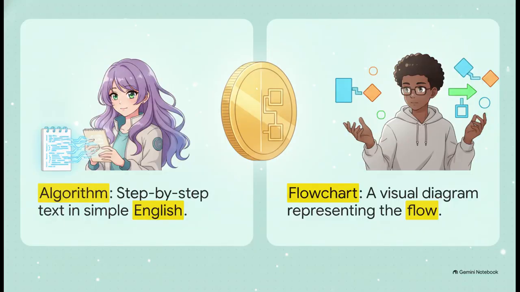The easiest way to think about this is that an algorithm and a flowchart are basically just two sides of the exact same coin. Side 1 is the algorithm. That's step-by-step text written in simple English. Side 2 is the flowchart. A flowchart is a type of diagram that represents an algorithm visually. Instead of just words, it uses different shapes to represent different actions.